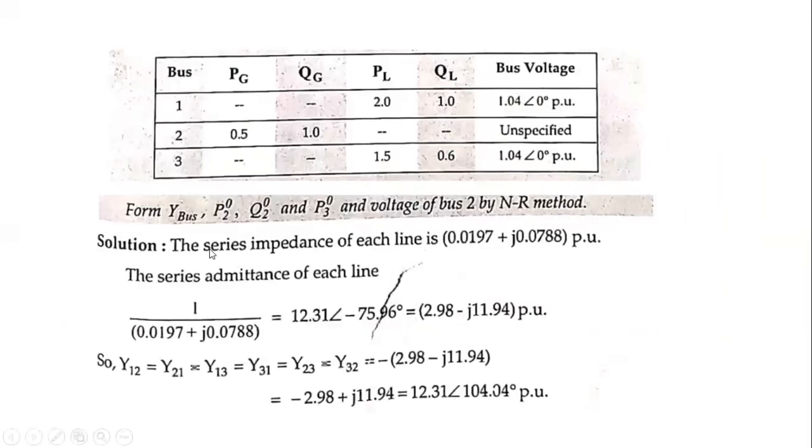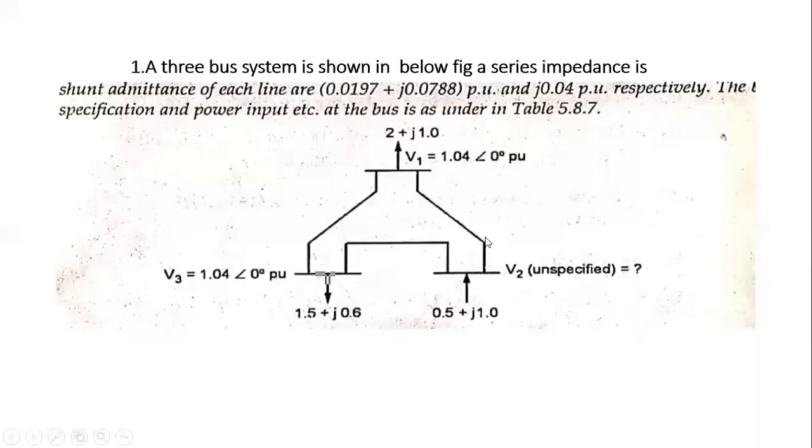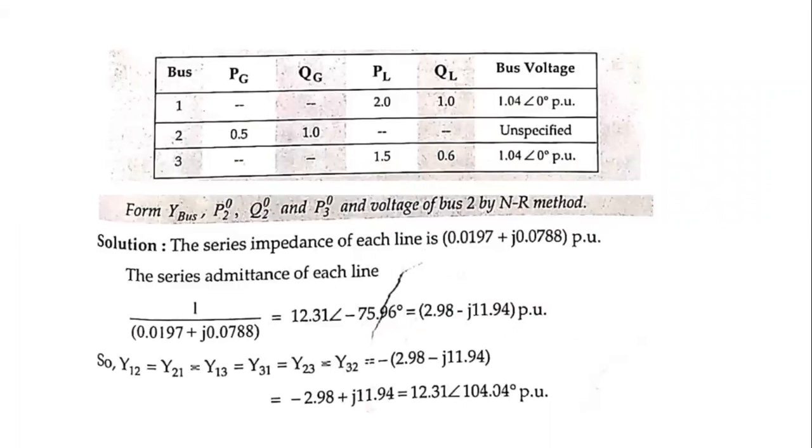First coming to the solution, the series impedance of each line is given in the question. This is the impedance value and this is the admittance value. The series admittance is 1 by (0.019 plus j0.788), and that value is 2.98 minus j11.94 per unit.